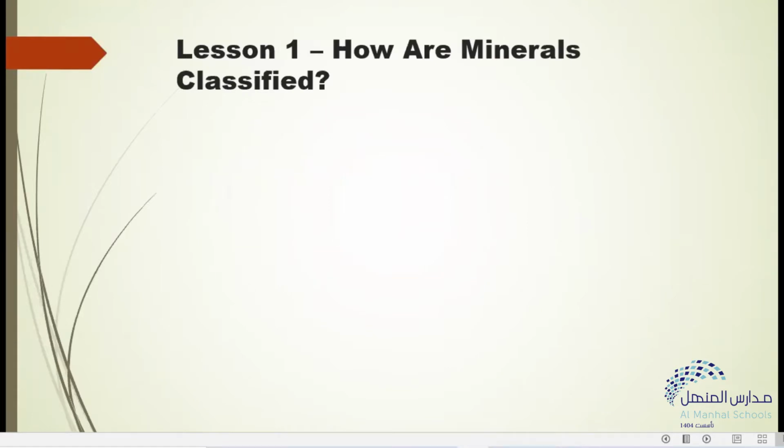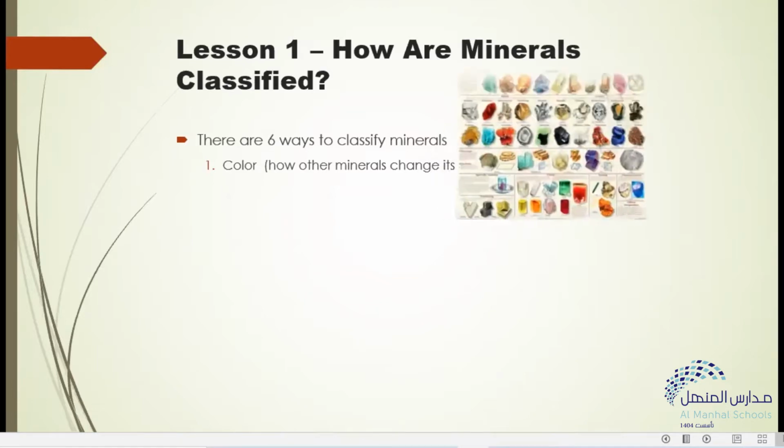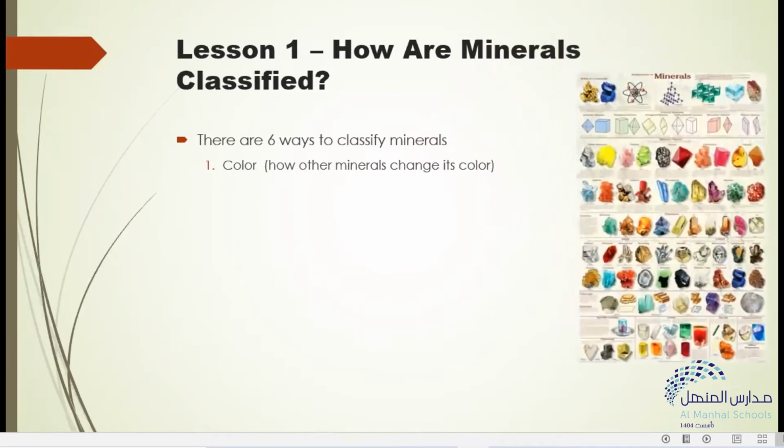In lesson 1, how are minerals classified? So there are 6 ways of classifying minerals. The first one is color, how minerals change their color. Each mineral has a different color, but some minerals that have the same composition can change in color. And this is due to the fact that they interact with other minerals and other sources.